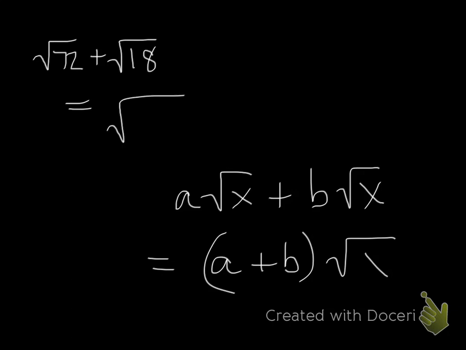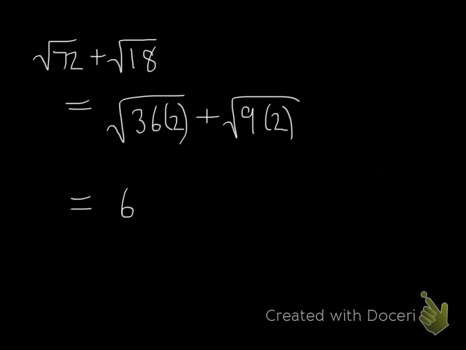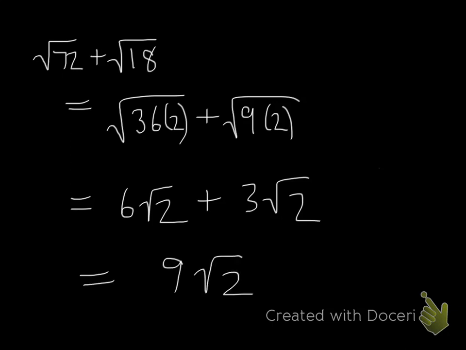So we begin by factoring into largest perfect square factors. 36 as a root becomes 6, 9 becomes 3. They share a root 2 object, so you have 6 and 3, so 9 root 2.